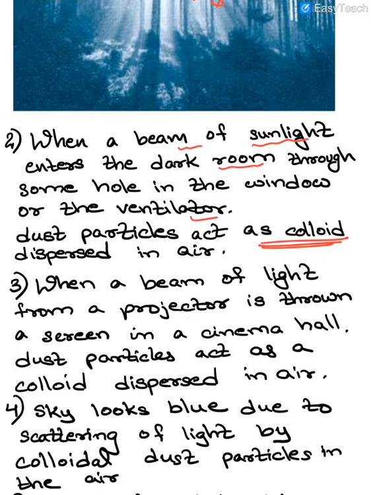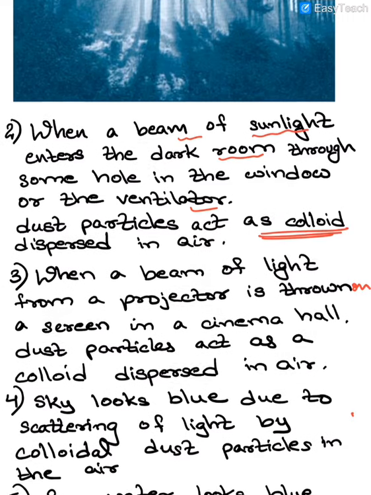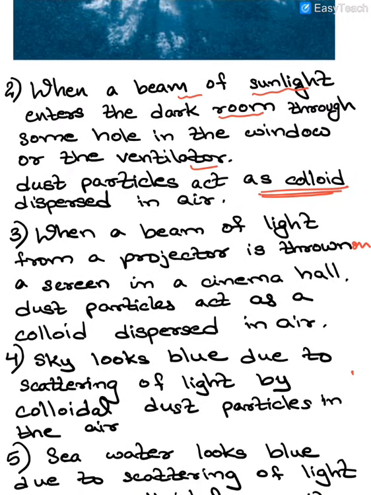Similarly, one more example we have is when a beam of light from a projector is thrown on a screen in a cinema hall. Dust particles act as the colloid dispersed in the air. If you sit in the cinema hall and look back when the light is coming from the projector, you will see the dust particles which are scattering the light.